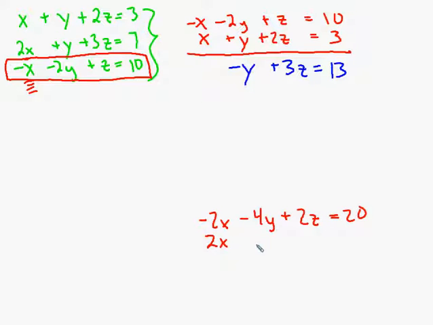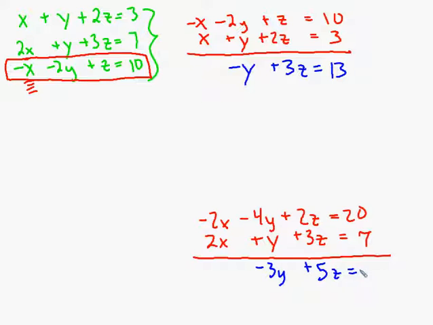Now I'll pair it off with that same one. I just did that so I saved myself some space. You can do it in little steps if you want. It doesn't matter. All right, now when I combine, the x's eliminate. So I get negative 3y plus 5z equals 27.